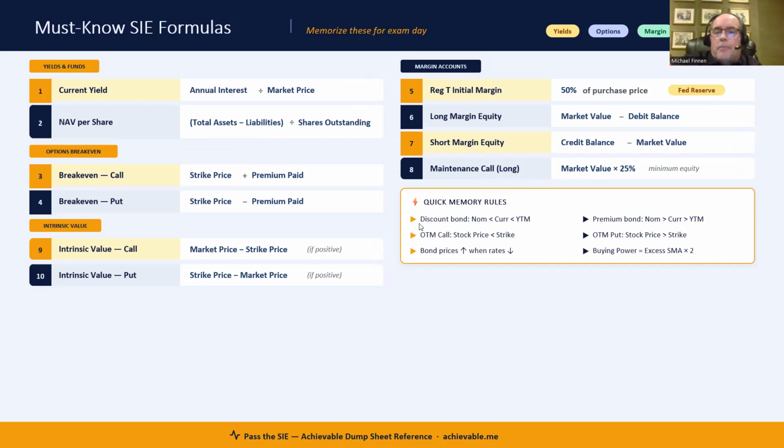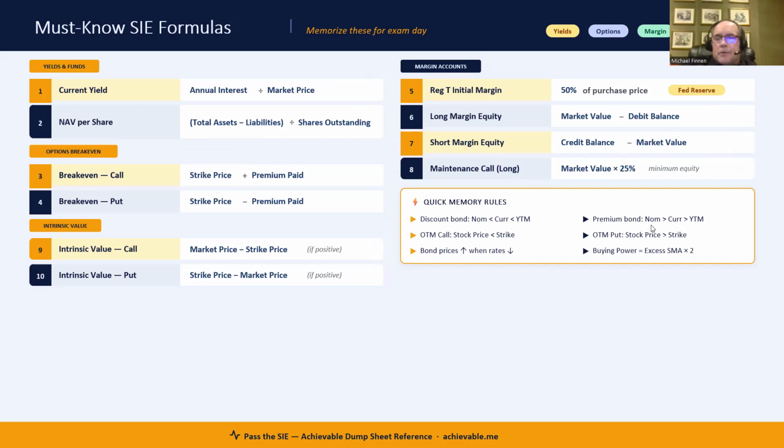Quick memory rules. Discount bond: coupon, current yield, yield to maturity, yield to call, right? That's the order. If it's a discount bond, those yields are going up. Coupon, current yield, yield to maturity, yield to call. Country version: nominal, current yield, yield to maturity, yield to call. If it's a premium bond, same order: coupon, current yield, yield to maturity, yield to call. But those yields are going down then.